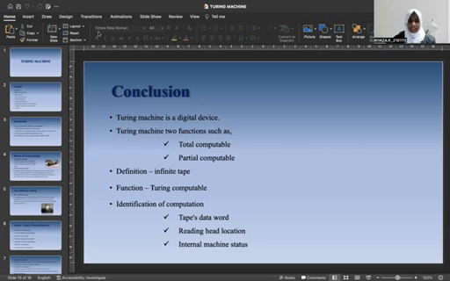Hello everyone, I am Riaza, 216111C. I have done the how the Turing machine works part in this presentation.